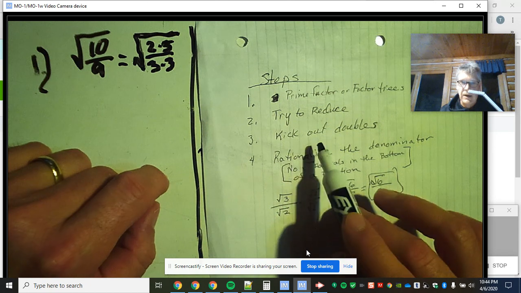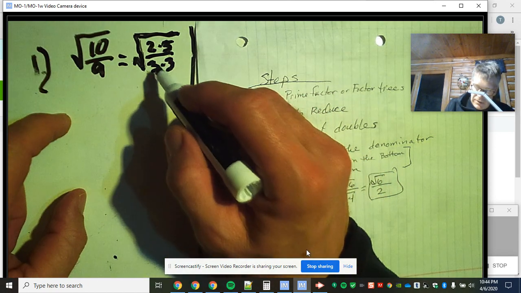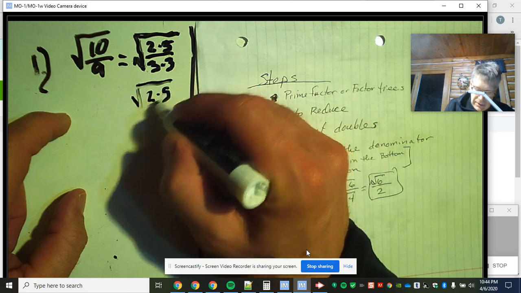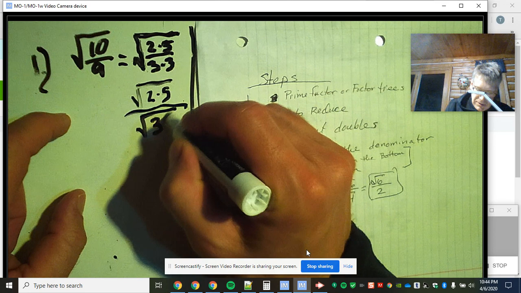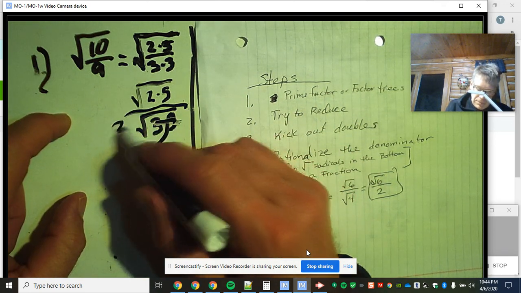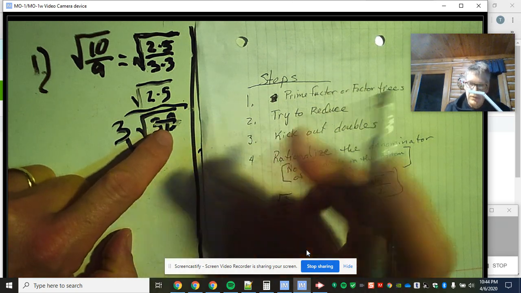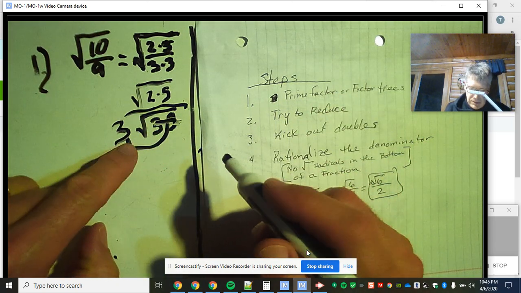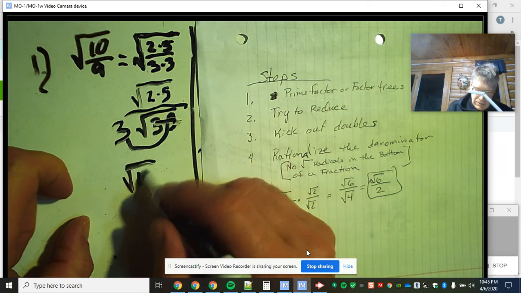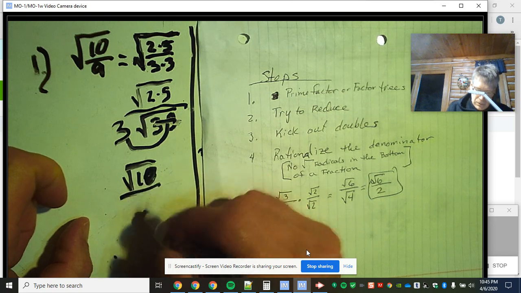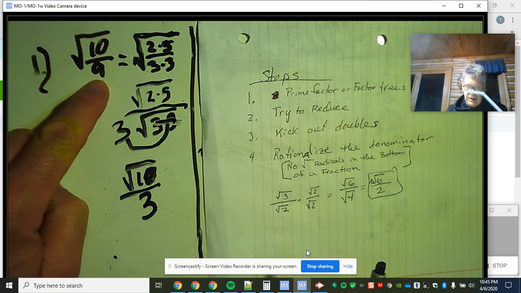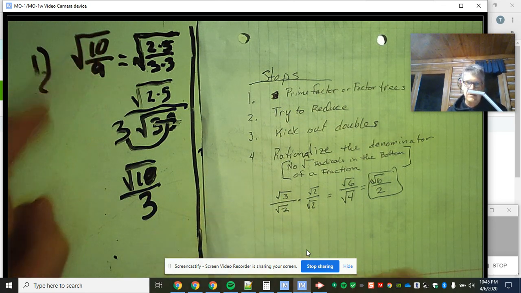So next we want to kick out doubles. I'm going to break this up into the square root of 2 times 5 over the square root of 3 times 3. Well, kick out a 3. The square root of 9, 3 times 3 is 9, is 3. And then 2 times 5 I'm going to put back together as 10. So this is going to be the square root of 10 over 3. That one's easy because the square root of 9 is 3 and 10 stays the same.